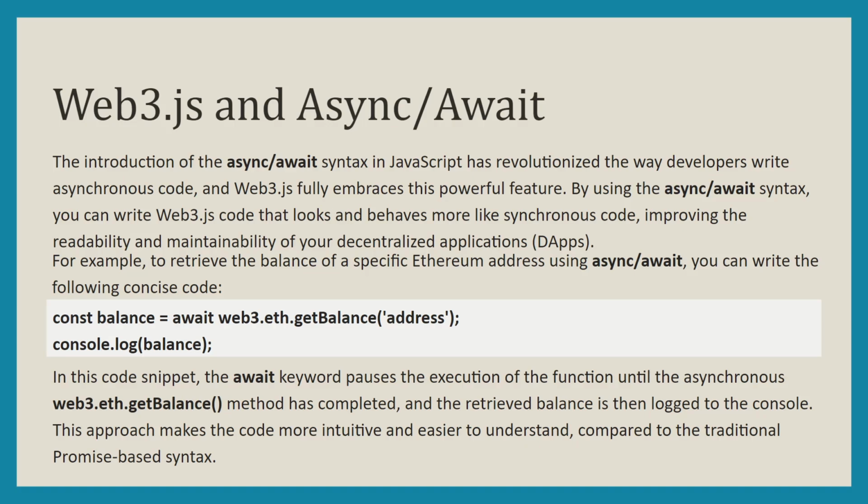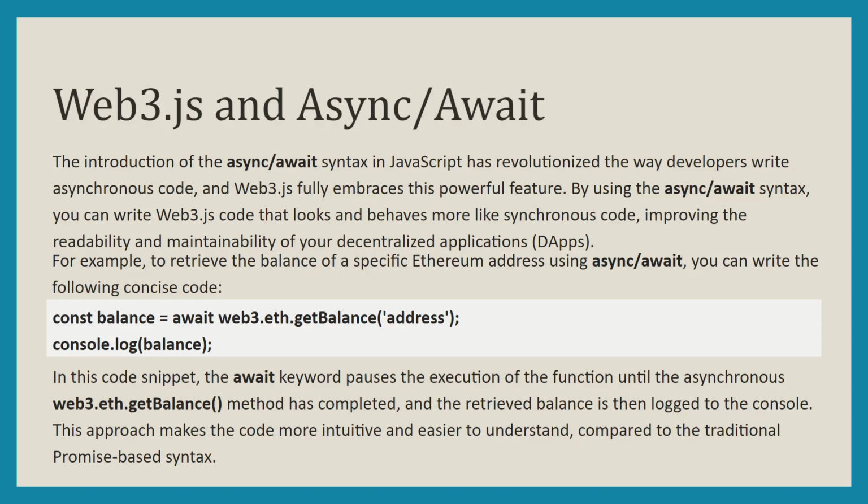Okay, so next is Web3.js and async/await. The introduction of async/await syntax in JavaScript was revolutionary. It essentially revolutionized the way developers wrote asynchronous code, and Web3.js fully embraces this powerful feature. By using the async/await syntax, you can write Web3.js code that looks and behaves more like synchronous code, improving the readability and maintainability of your decentralized application.